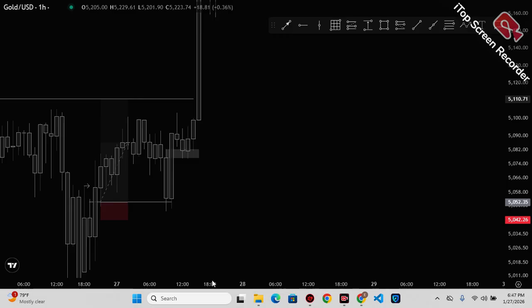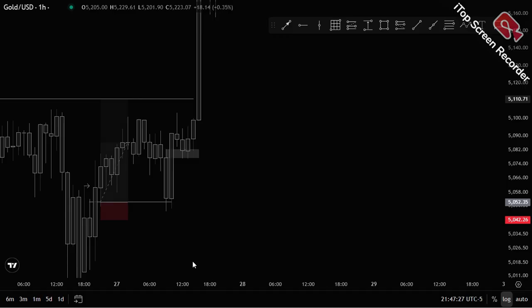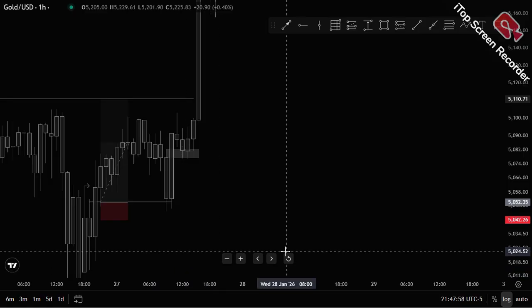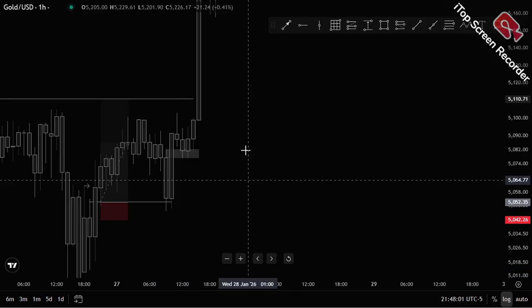So what I did on this 1 hour time frame was to identify this here. I was able to identify this inside rejection candle. And then when I jump to my 15-minute time frame, I got the whole picture, because I was able to find my break in the 15-minute time frame.